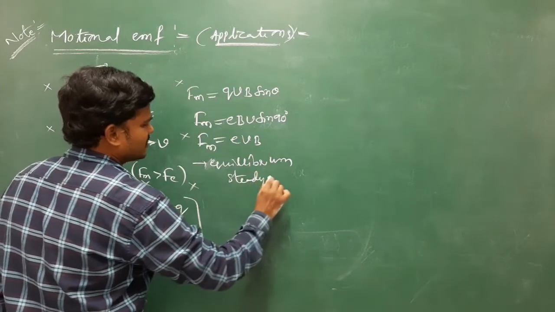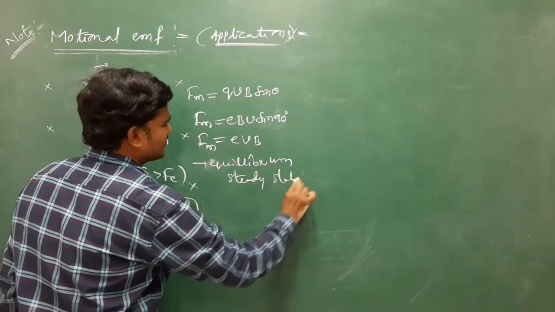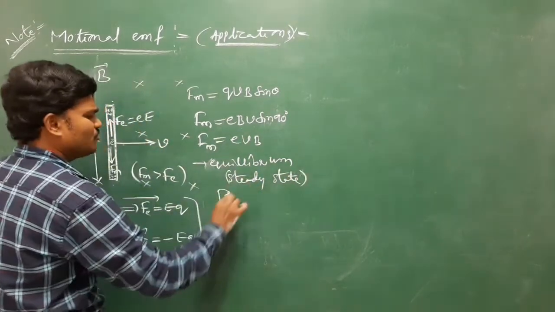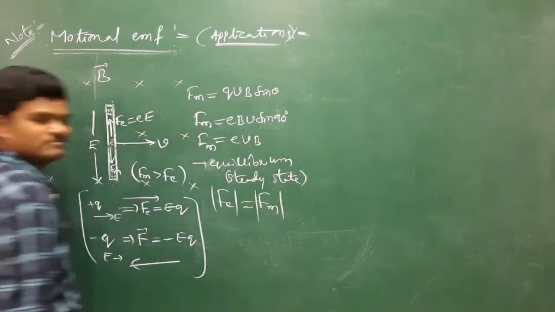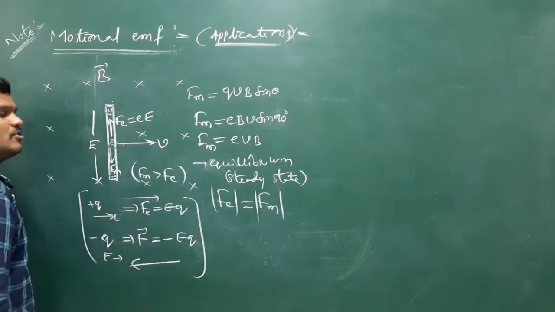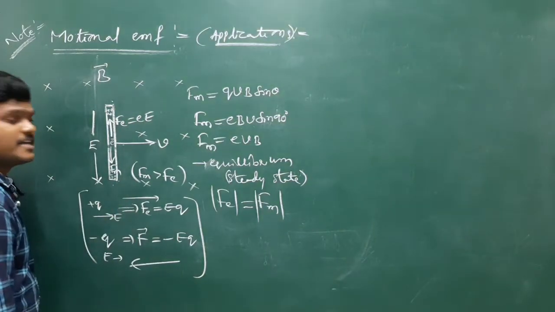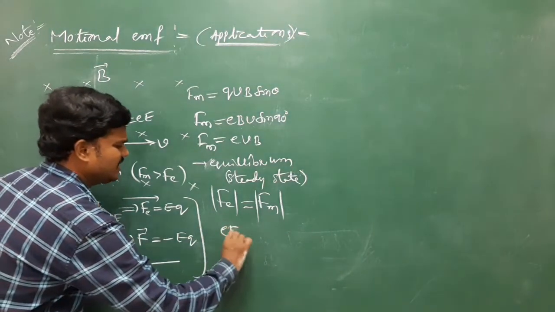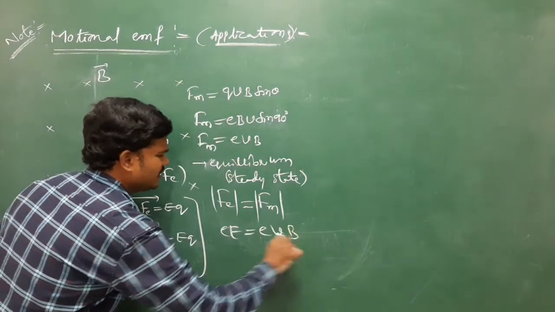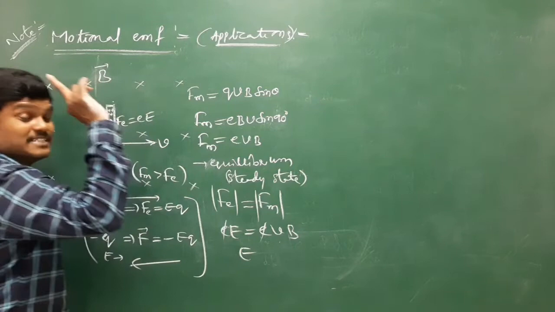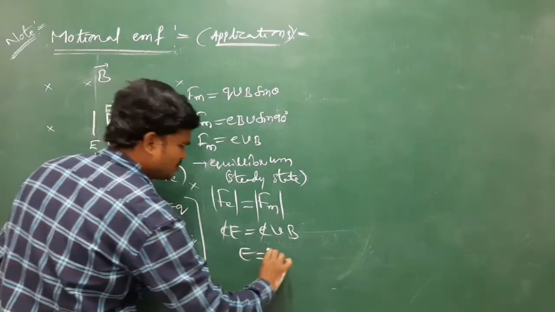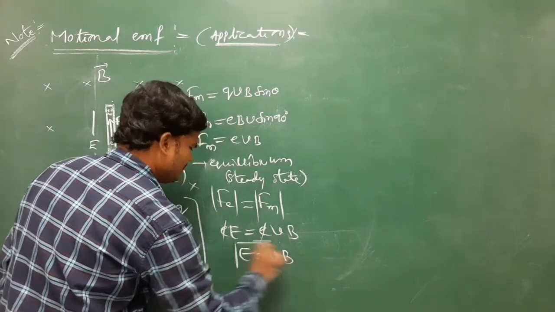In a steady state or equilibrium, the electrical force acting on the charge and the magnetic force acting on the charge will be the same. So this becomes eE, this is evB. I think you know v equals E by B, like the velocity selector in a previous chapter. So E is equal to vB.